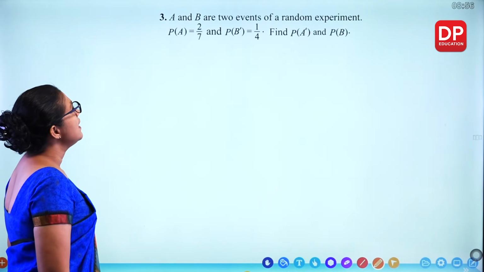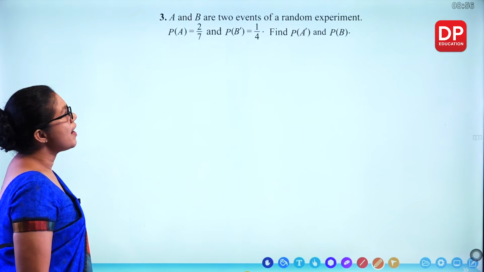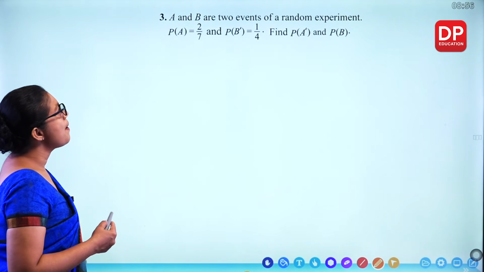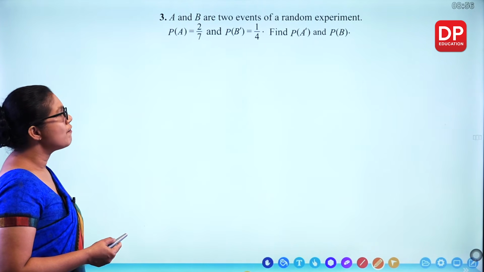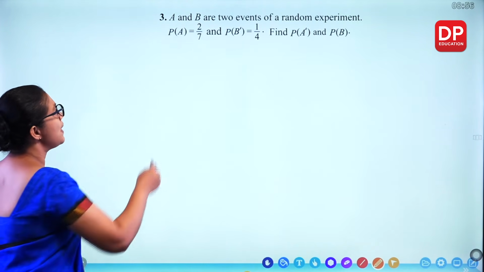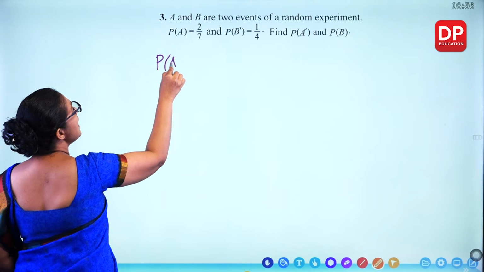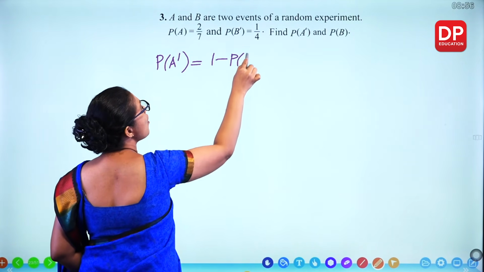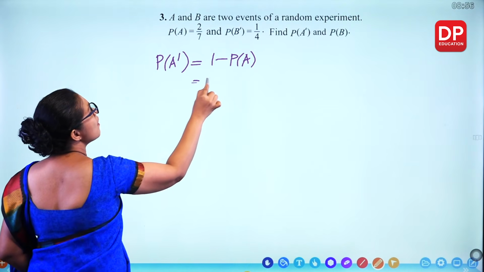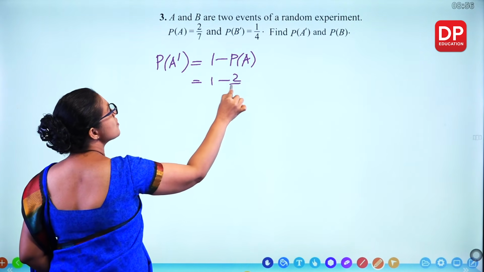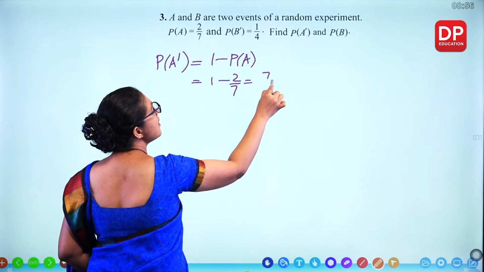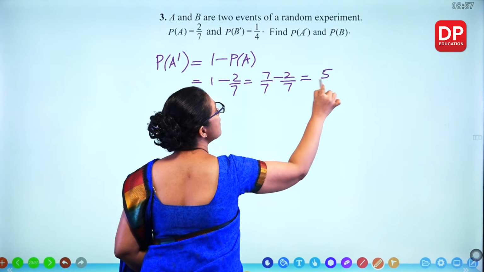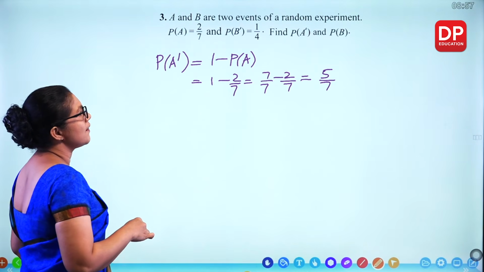Question number 3. A and B are two events of a random experiment. PA given as 2 over 7, PB dash is 1/4. Find PA dash and PB. PA dash. What's the formula? 1 minus probability of A. 1 minus 2 sevenths. I can write 1 as 7 over 7. When you simplify, we get 5 over 7.